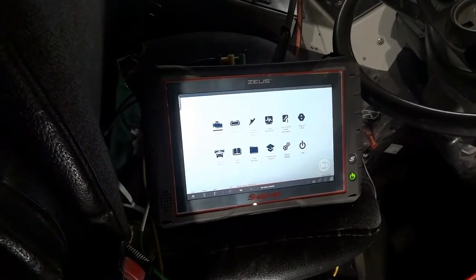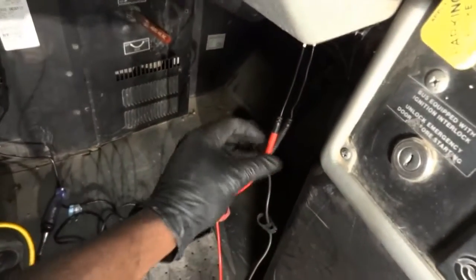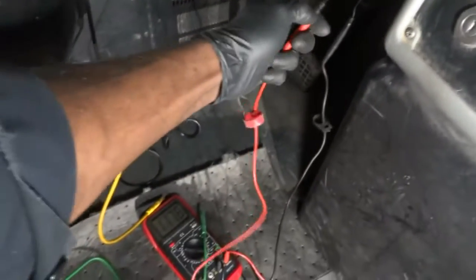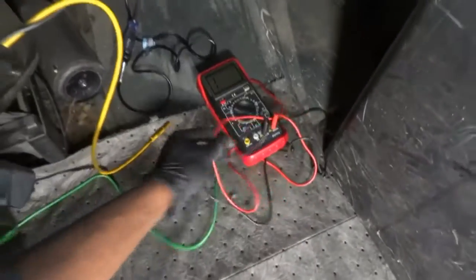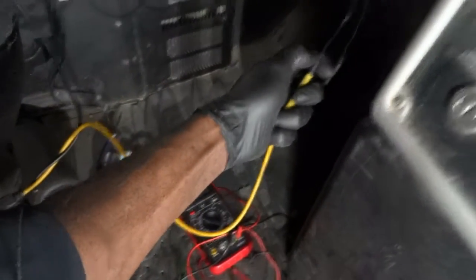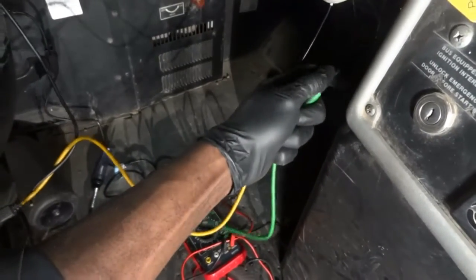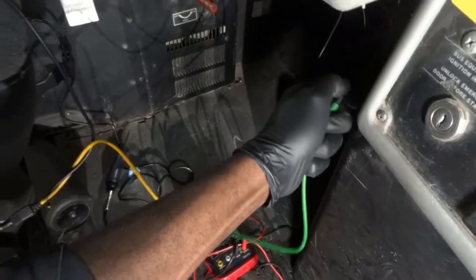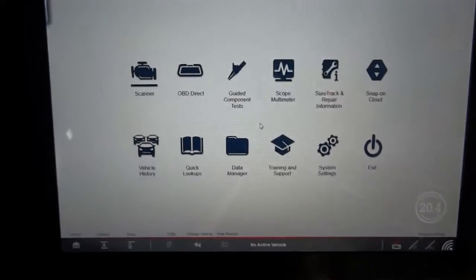Alright, so I got the lab scope on. So now we're gonna connect the lab scope test leads to these two test leads here that we connected to the data link connector. So I'm gonna disconnect the multimeter. Let's get the multimeter out of the way. One of the scope test leads is gonna go to one of these, and the green test lead is gonna go right here. Okay, so now I'm gonna turn on the key.